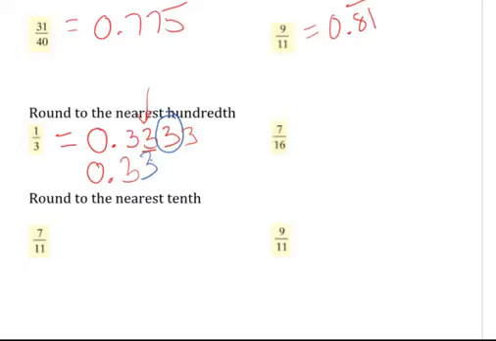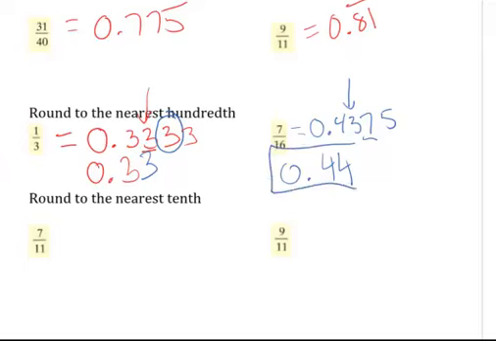All right, let's try the same thing for the next one. 7 divided by 16. And again, I'm rounding to the nearest hundredth, so the number that I'm coming up with is 0.4375. That's in my hundredths position. So I need to look at the number to the right of it. It's a 7. It's 5 or more. So I'm going to bump up that 3 to a 4.